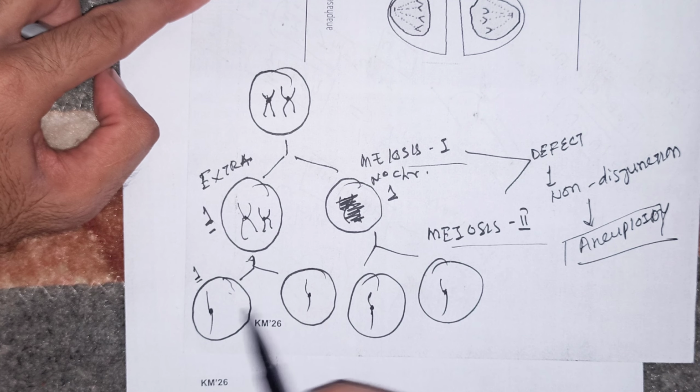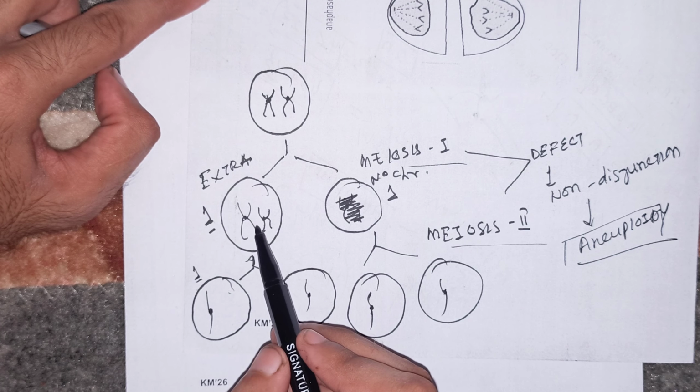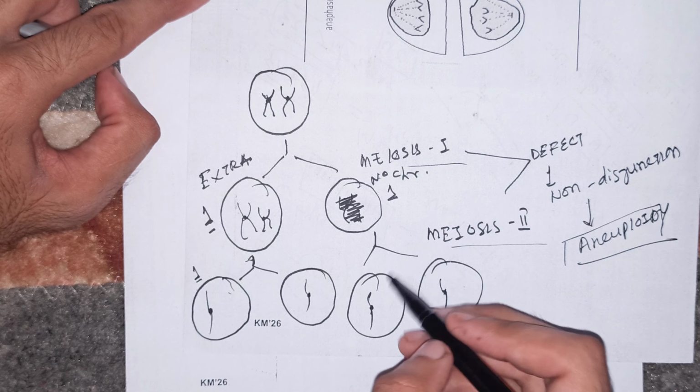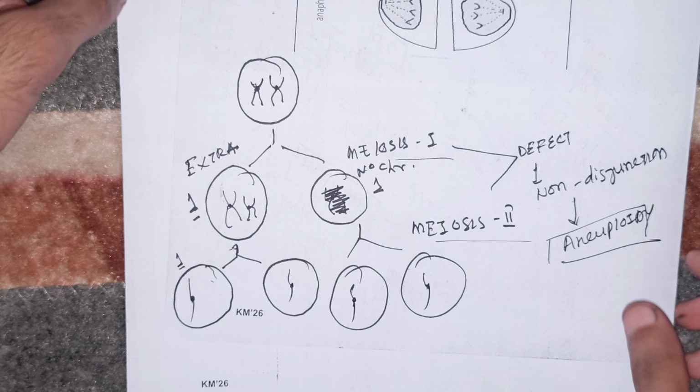Defects can also occur at the level of meiosis 2. Normally one chromatid is delivered to each cell. But if something else happens, it will be easy if I draw it here, I think.